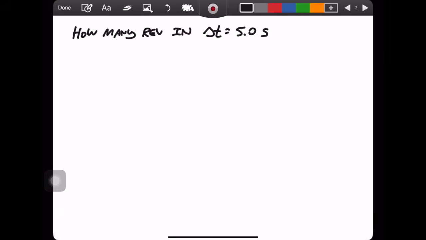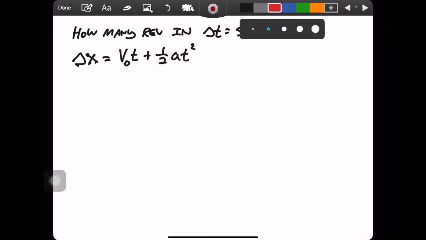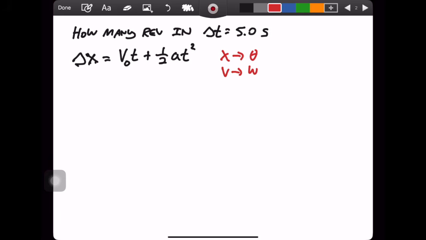Remember the equation where you would say the total displacement, delta x, is equal to the initial velocity multiplied by the time elapsed plus 1/2 at squared. And remember our little legend: x, theta; v, omega; a, alpha. Some of you are probably wondering, why isn't the r there?